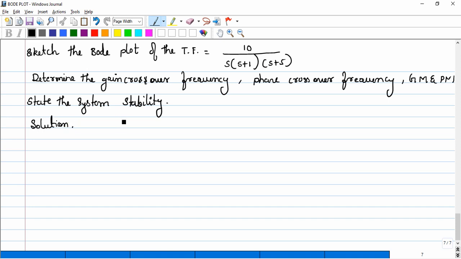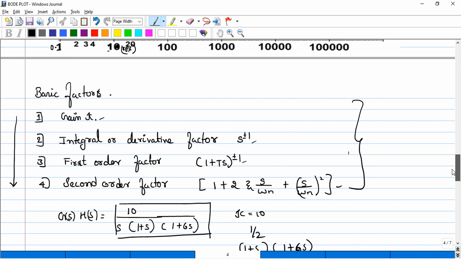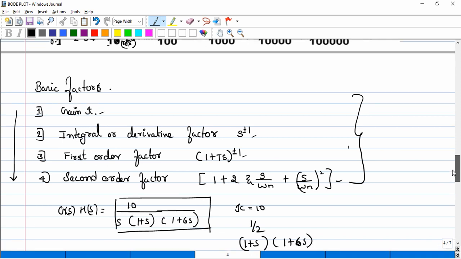Okay, so let us consider the LM plot, nothing but logarithmic magnitude plot. Here our first step will be considering the number of factors. I already mentioned, if you check, we have a total of 4 factors: one is gain k, integral factor, first order factor, and second order factor.